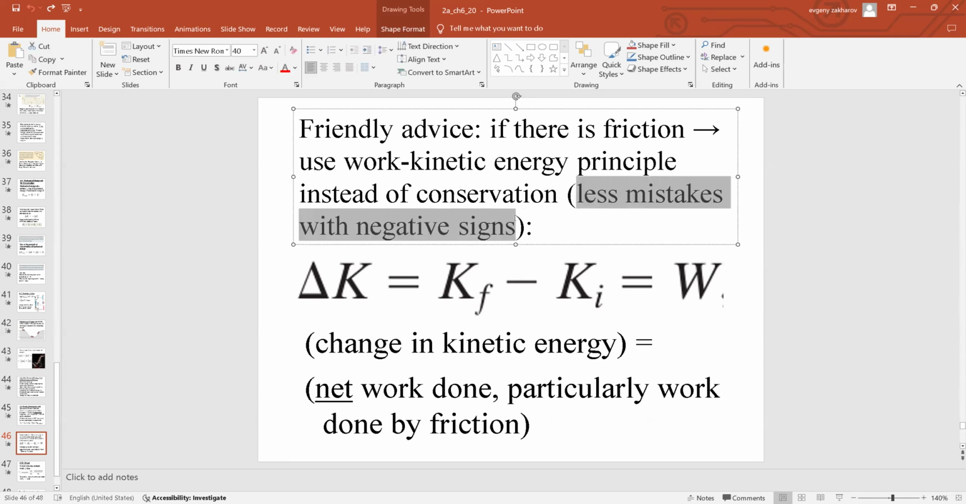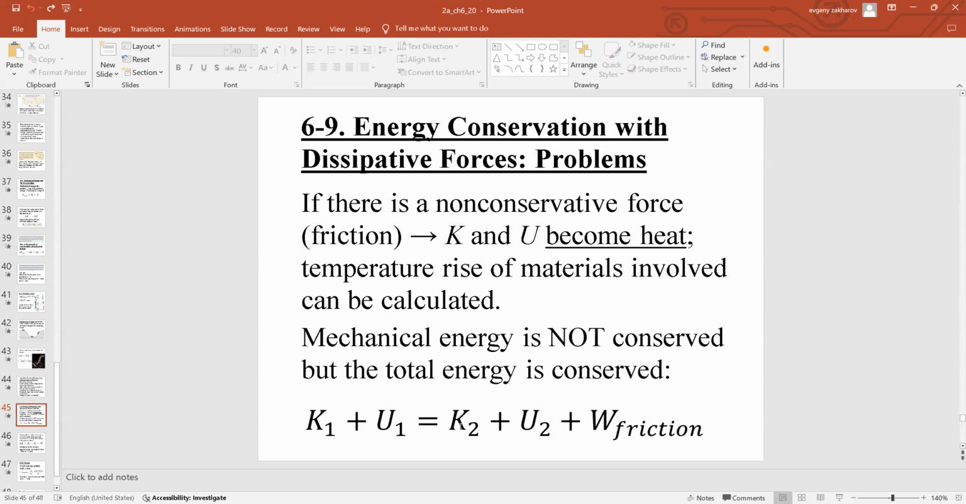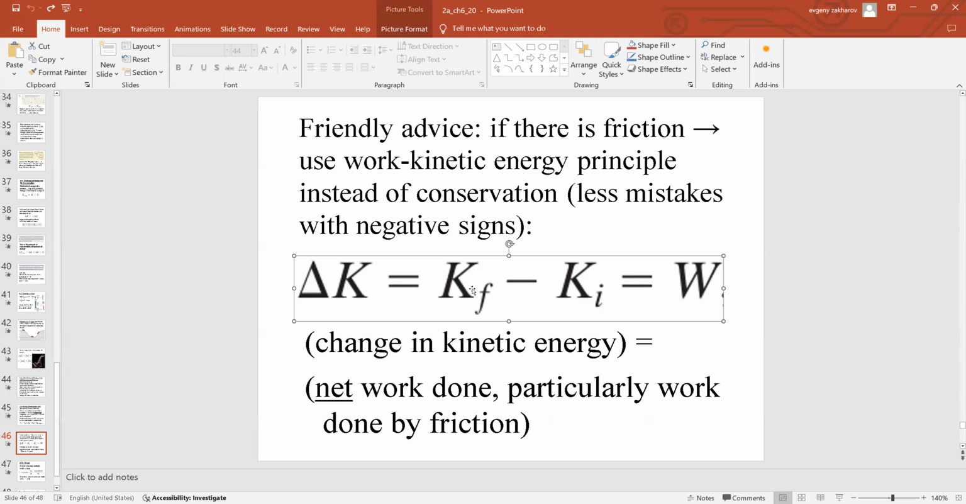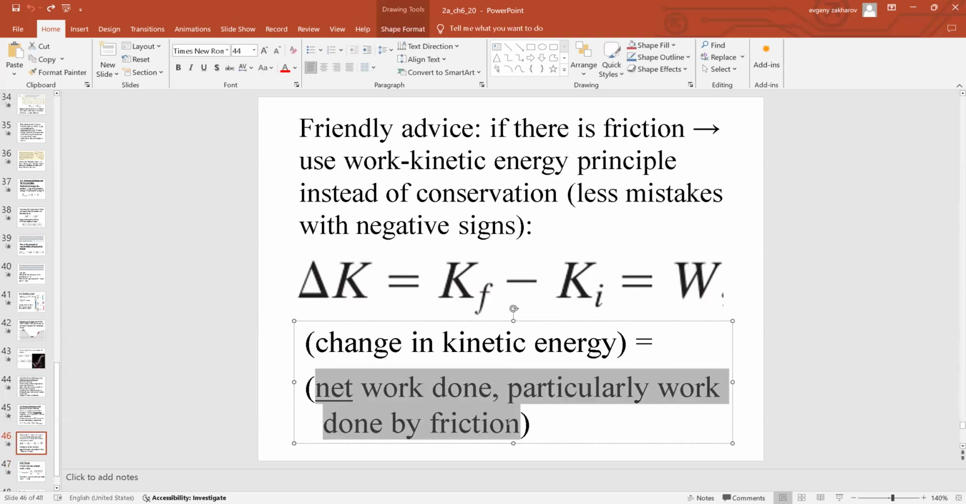So if you want to make fewer mistakes with negative signs, then ignore the energy balance. That's called energy balance. And do the change in kinetic energy work done theorem. For friction, that's definitely what you're going to do. And we're going to practice, of course. I'll show you how it's done. And you choose the way it makes more sense for you. So net work done, including work done by friction, is your right side, and change in kinetic energy is the left side. And change is final take away initial.